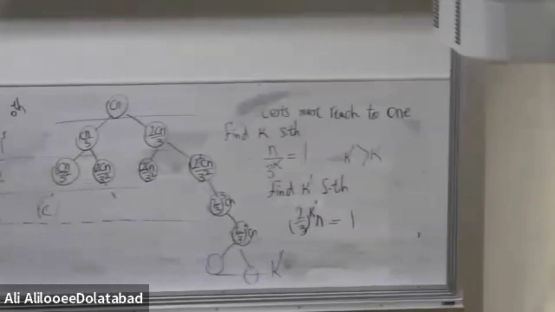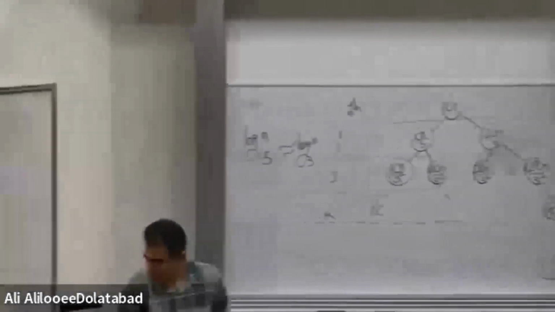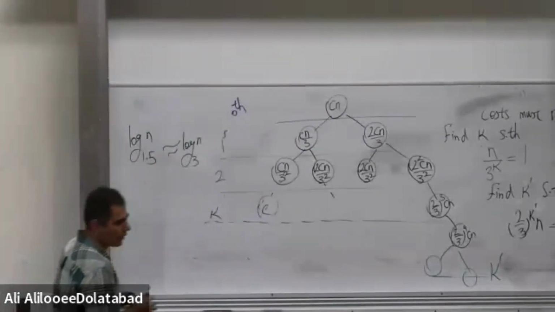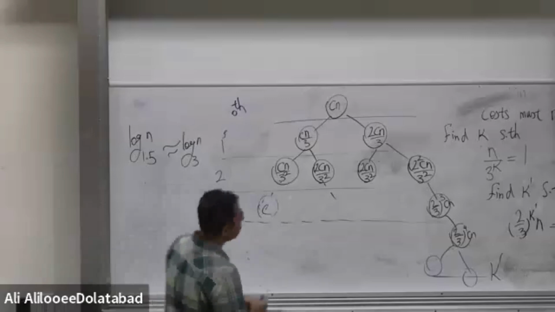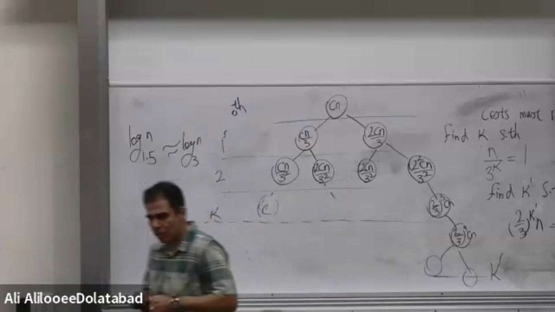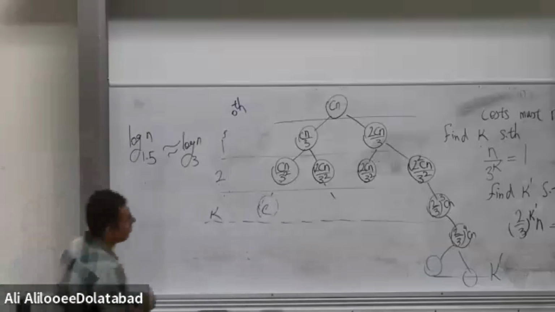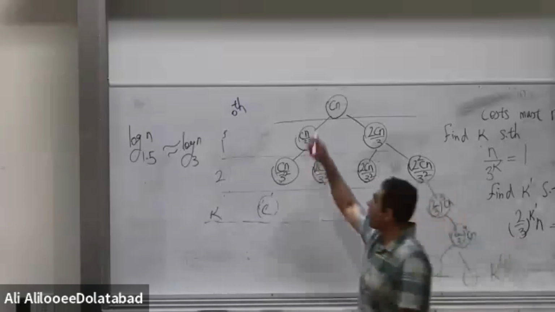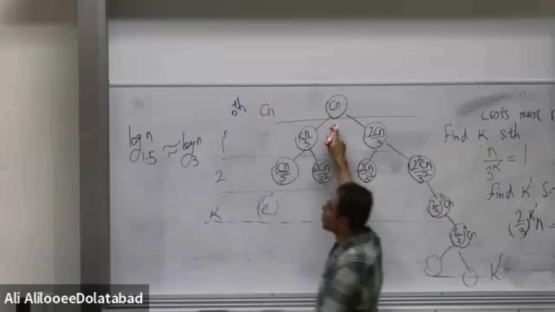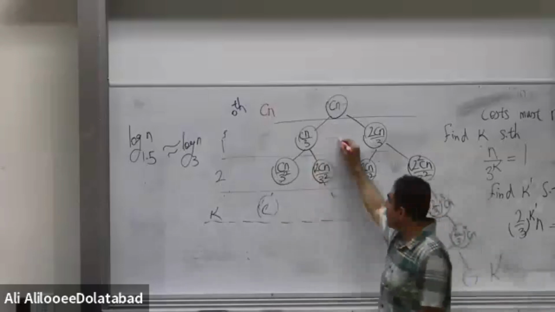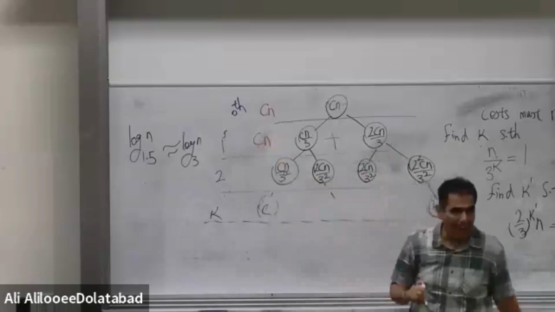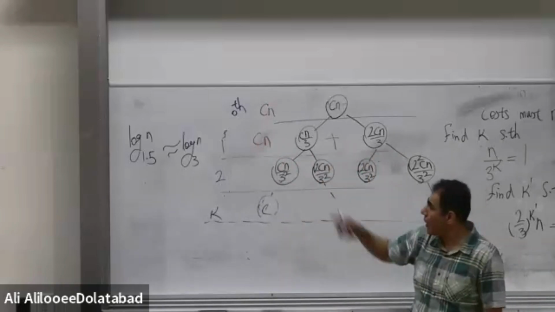Now let's find the upper and lower bound for Tn. First let me explain this. How can we find Tn? When you want to find Tn, you have to find the cost of each level. How can the cost of each level be found? The cost of each level can be found by adding the cost of nodes on that level. For example, at level zero, the cost is Cn because you have just one node. In the first level, the cost is Cn over 3 plus 2Cn over 3, again Cn. When you add the costs of these nodes, you will get Cn.